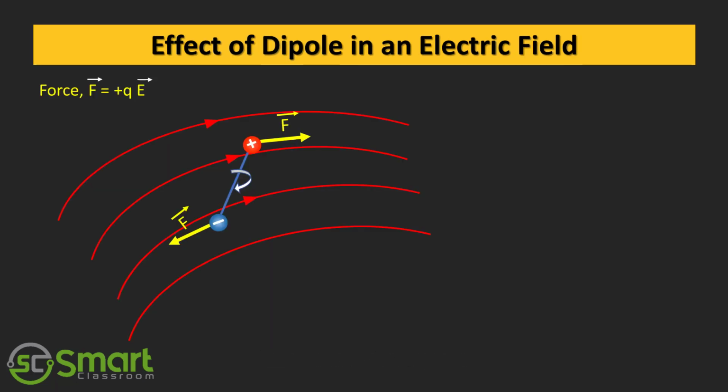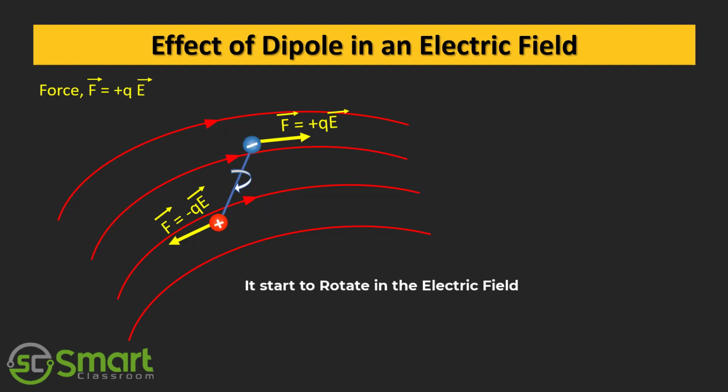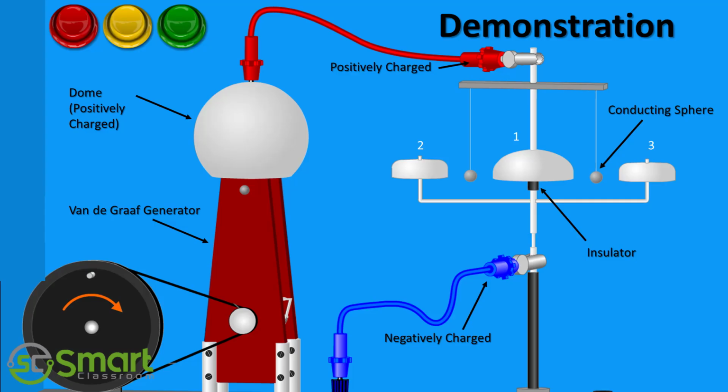Next topic, effect of a dipole in an electric field. When a dipole is placed in an electric field, the dipole starts to rotate. How is it happening? Consider an electric field and bring a dipole into that field. The positive charge experiences a force along the direction of the electric field, and the negative charge experiences a force in the opposite direction. Due to these forces in opposite directions, there is a torque on the dipole and it starts to rotate in the electric field.